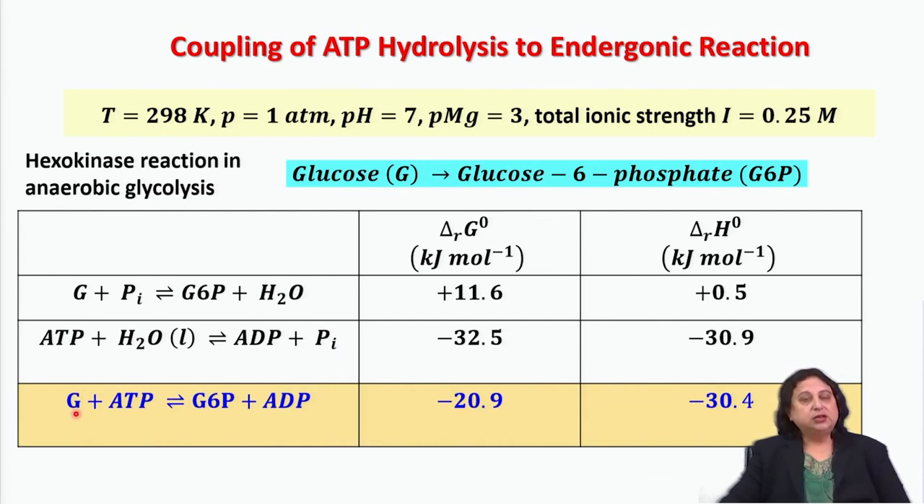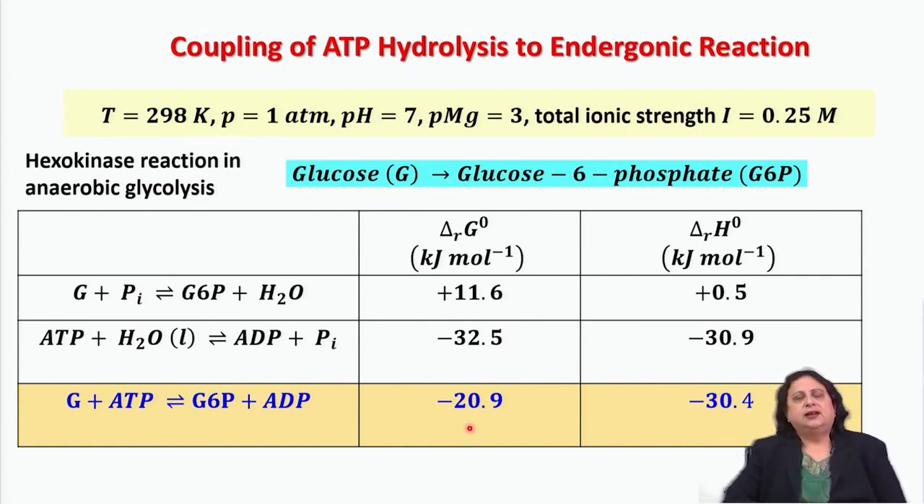Therefore, if I allow the glucose to be converted to glucose 6-phosphate in the presence of ATP, hydrolysis of ATP will provide the necessary driving force to overcome the unfavorable change in Gibbs free energy for the reaction where the glucose combines with inorganic phosphate to produce the glucose 6-phosphate. Now, look at this value of standard Gibbs free energy of reaction. It is nearly about minus 21 kilojoules per mole.